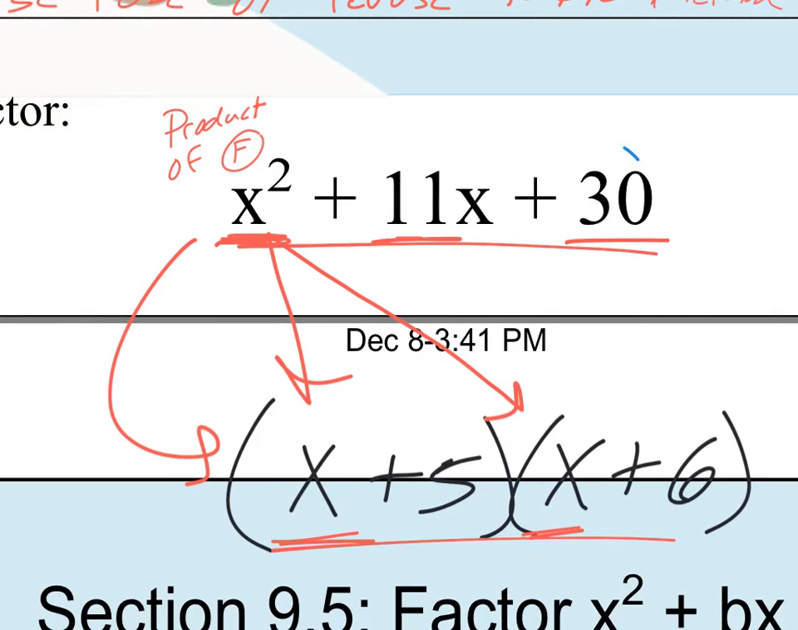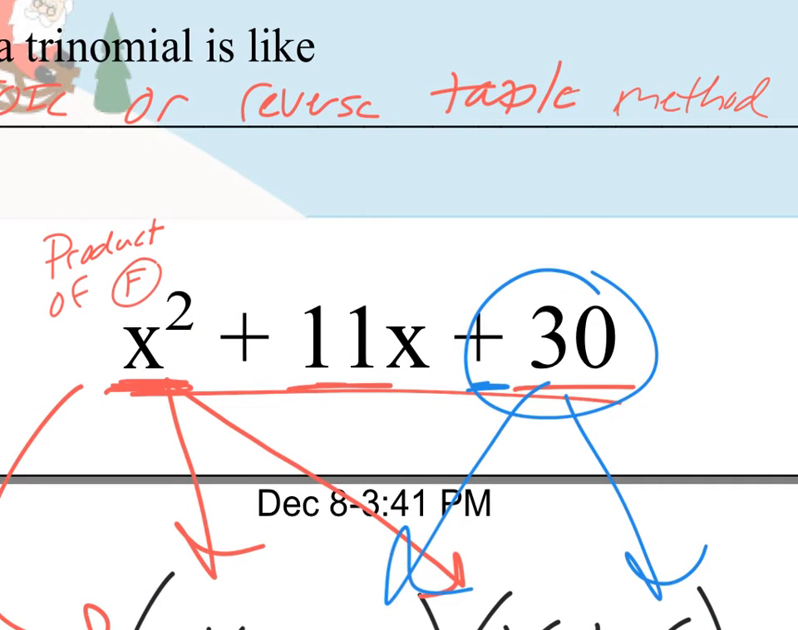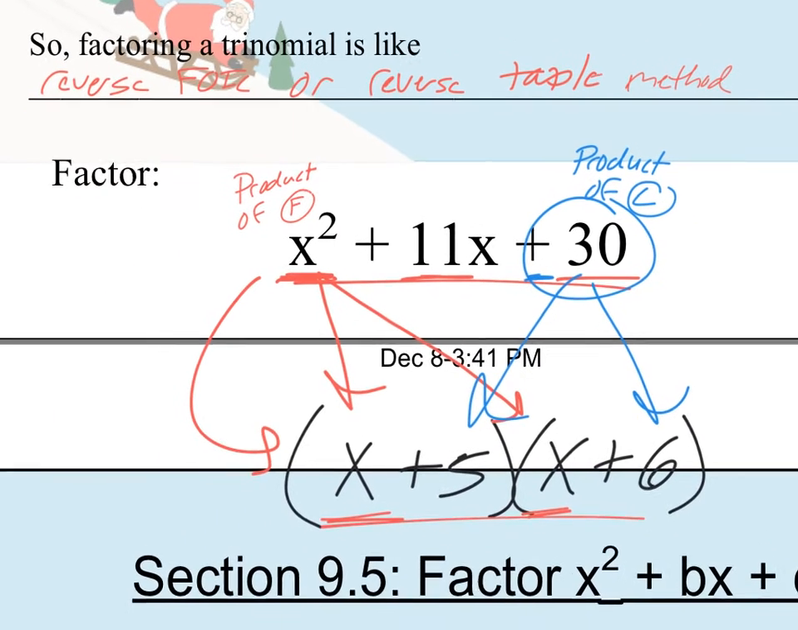Then, looking at the other end, this 30, and the sign in front of it will be important too, so I'm going to circle that, positive 30. If you look at the binomials down here, that comes from these two spots, right? It's the product of the last terms when I talk about FOIL, or the bottom right corner of a table if I want to talk about that. This is the product of the L, the last terms.